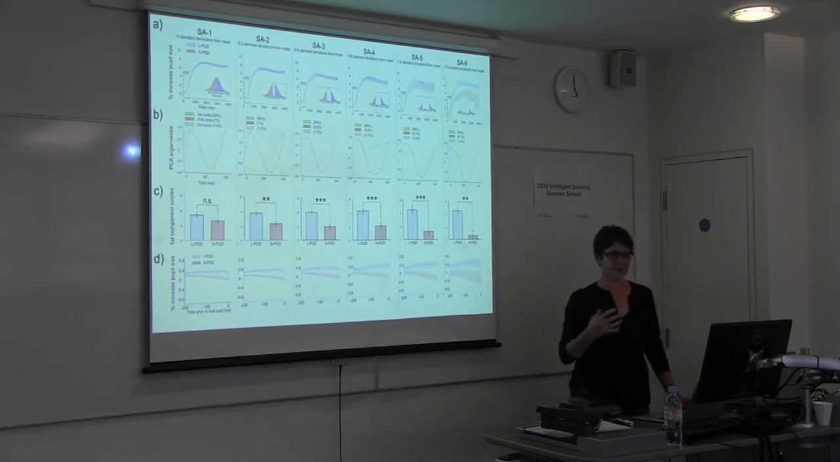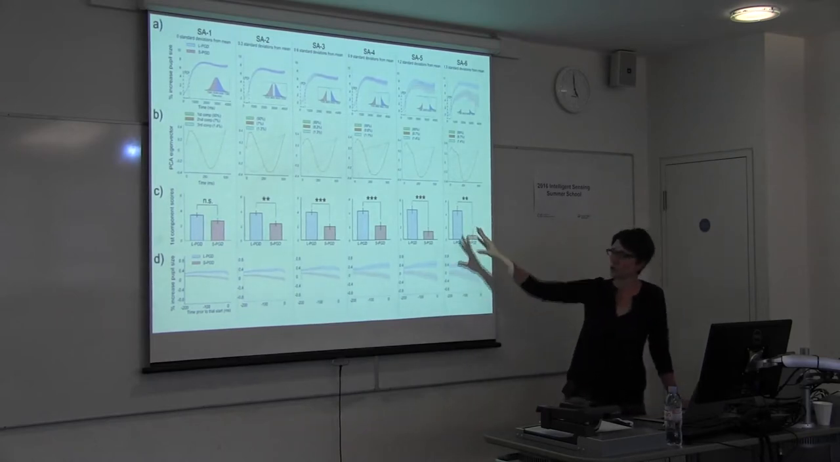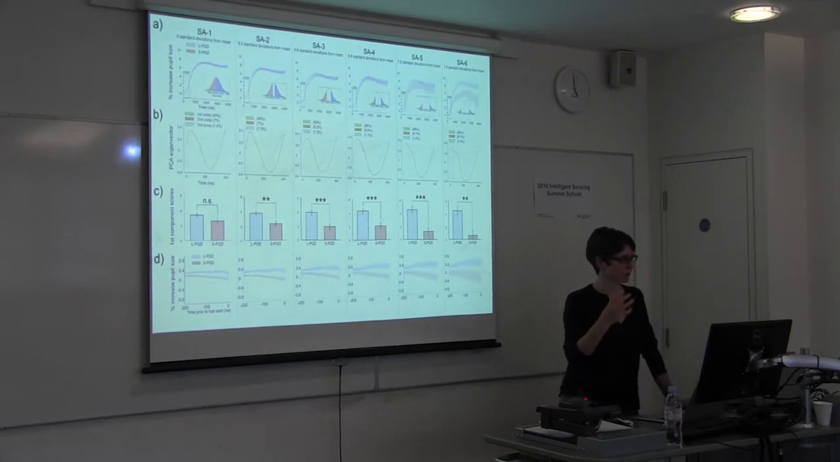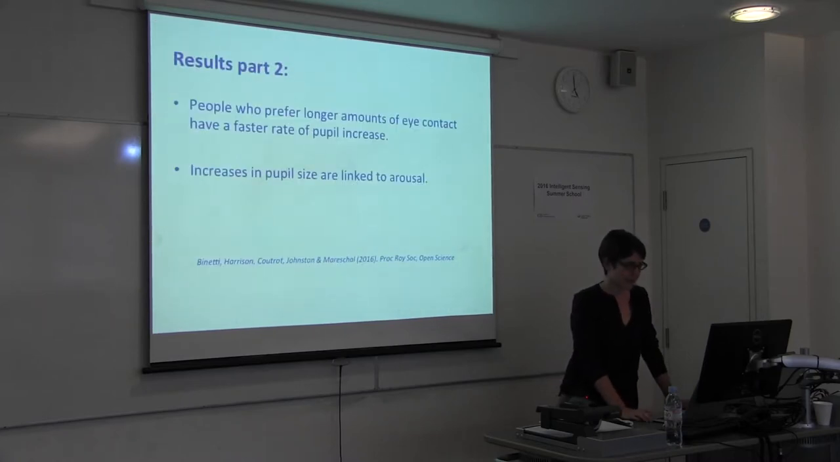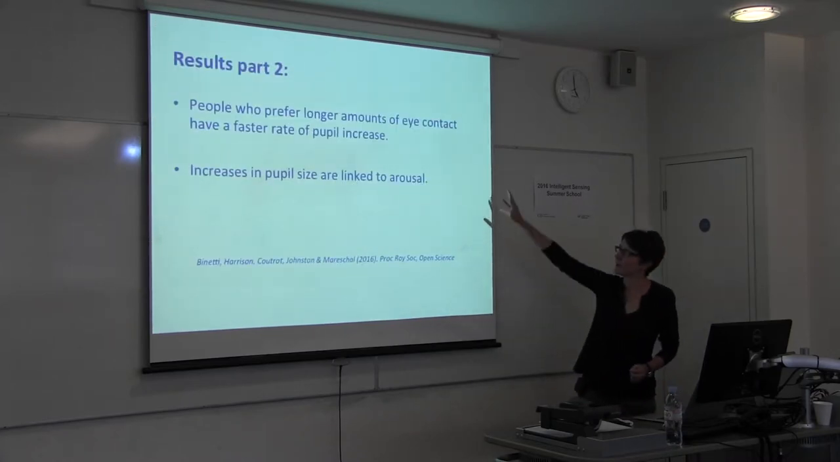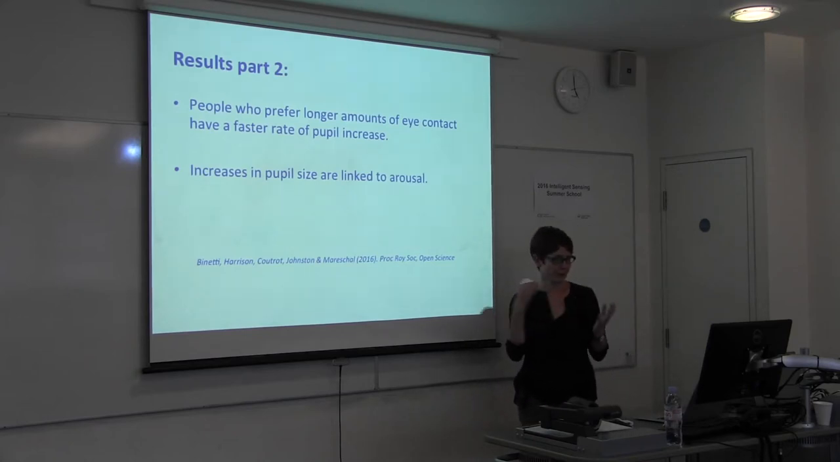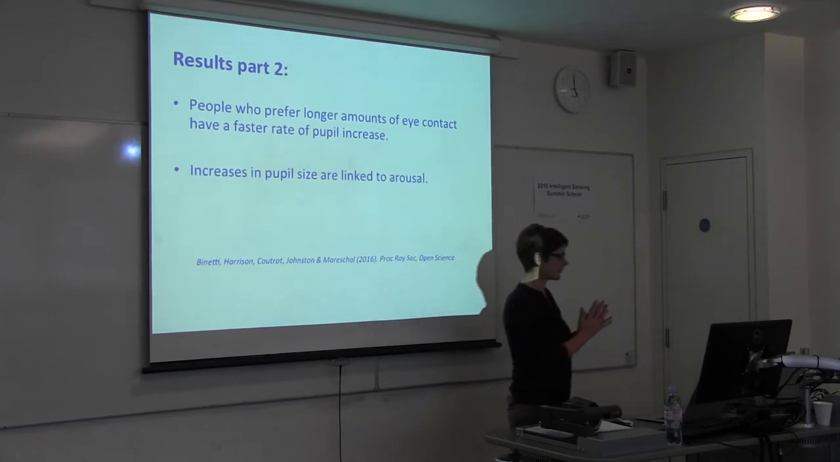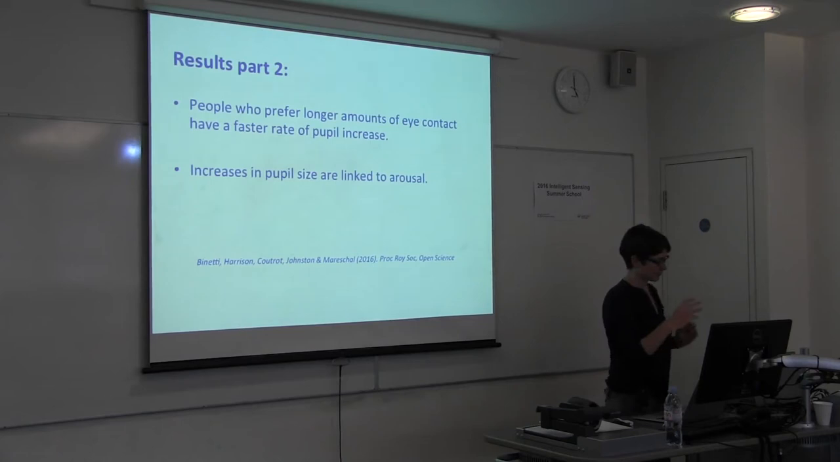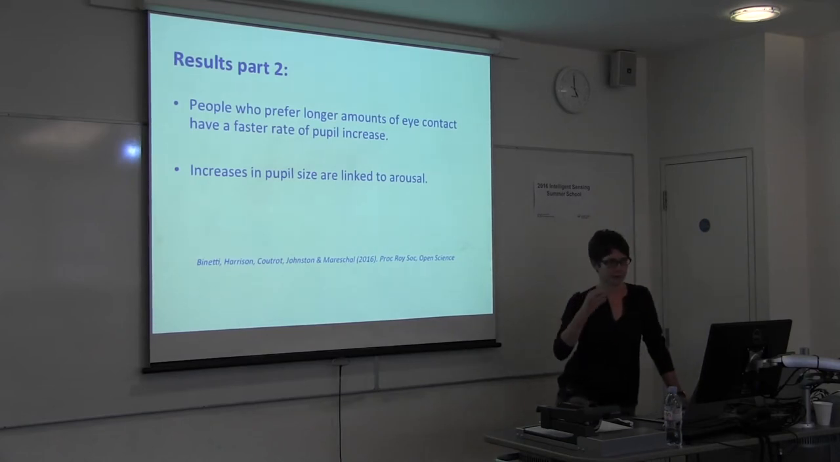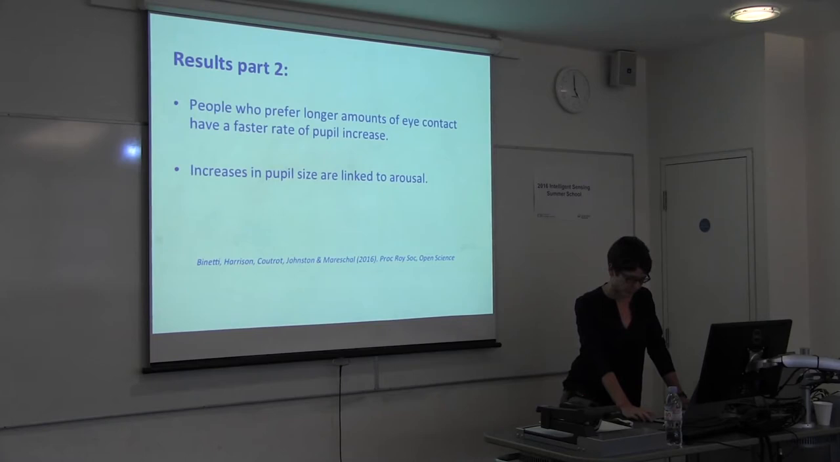So it seems to be that people who prefer longer amounts of eye contact also have a faster rate of pupil increase. And changes in pupil size are linked to arousal, so it would seem to be that there is a correlation between arousal, changes in your pupil size, and how much eye contact you like to make with someone, you feel comfortable making with someone.